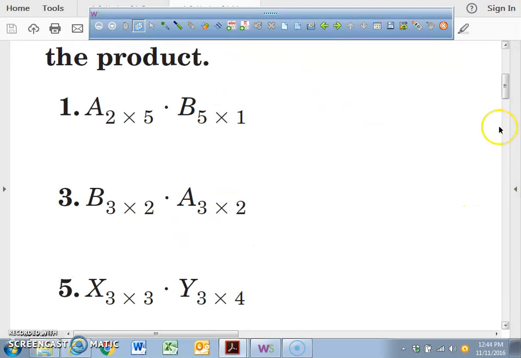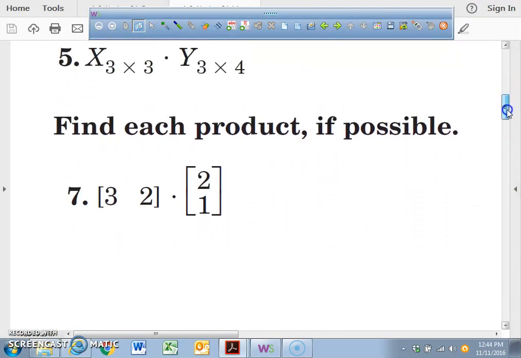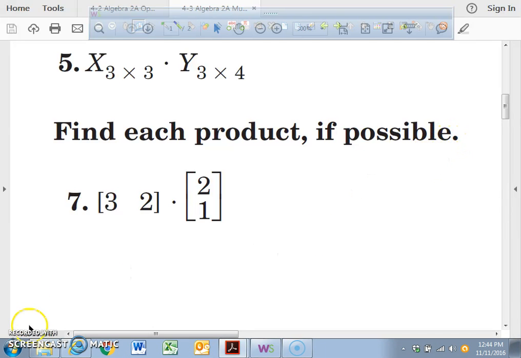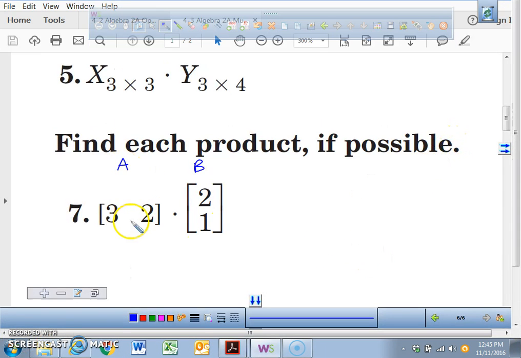Now that you've done that, we are going to do all the odd problems together and put them in your journal. By the way, it says find each product if possible. So we're going to do number 7 in your journal. Let's say this is matrix A and this is matrix B, and we want to multiply matrix A times matrix B. First thing we have to do is look at the dimensions. What are the dimensions of matrix A? How many rows by how many columns?